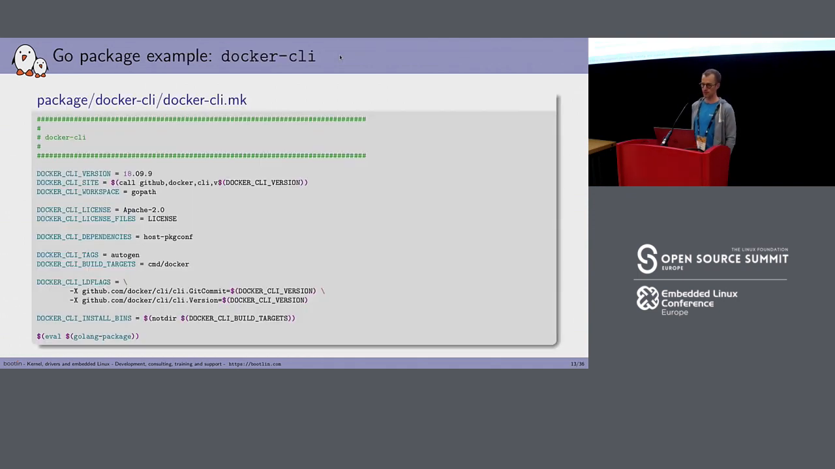So it looks like this. So this is Docker CLI .mk. So this is the entire makefile in Buildroot that allows to build the Docker command line interface, and it's written in Go. So we declare a bunch of variables describing which version we want to use, from which GitHub repository we clone it, which license it uses, what are the dependencies, and then a bunch of Go specific variables that we define and that are used by the magic macro at the end, Golang package, to expand to the set of steps that are needed to configure, build, and install this package.